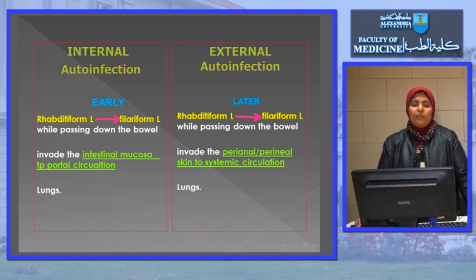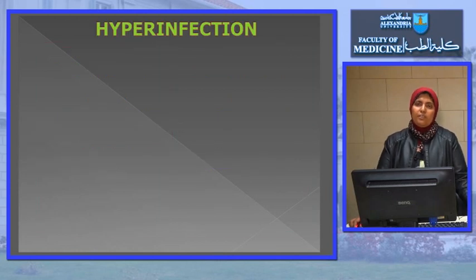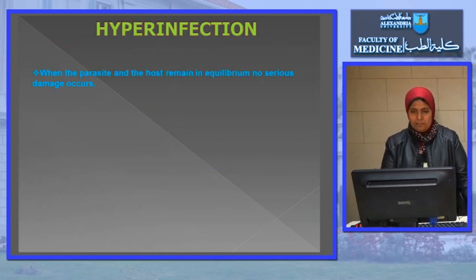In both cases, filariform larvae, after penetrating whether the mucosa or the perineal skin, will pass to the circulation and back to the lungs, as a transitional migratory phase, in order to reach the GIT to go to their final habitat, which is the small intestine.